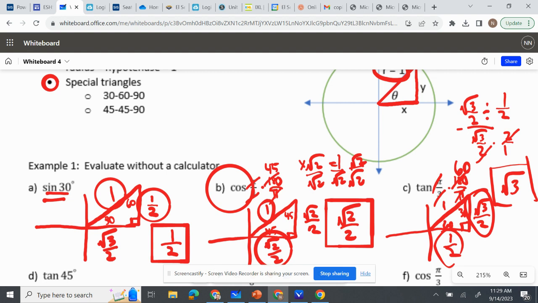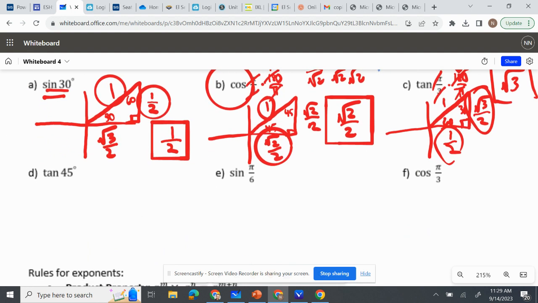Now, you should figure out a pattern by this time. The 30-degree side is always a half. The 45-degree side is always rad 2 over 2. And the 60-degree side is always rad 3 over 2. And that pattern's always going to hold.